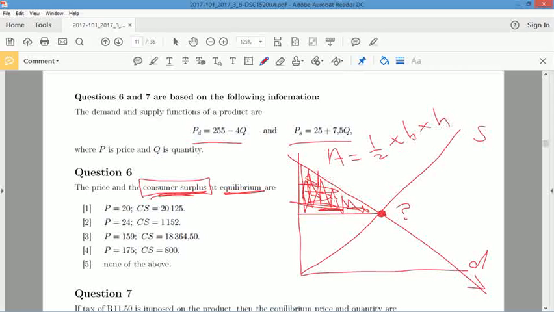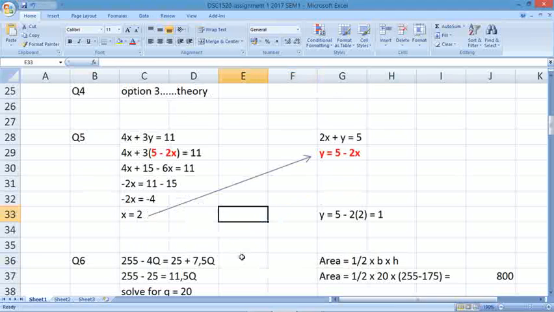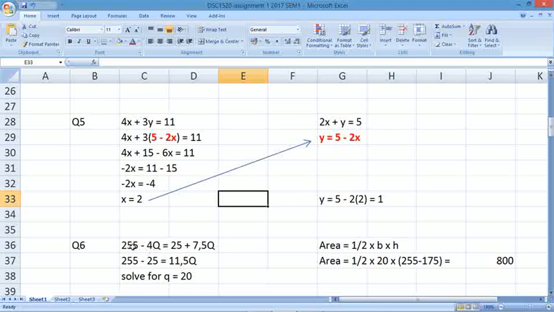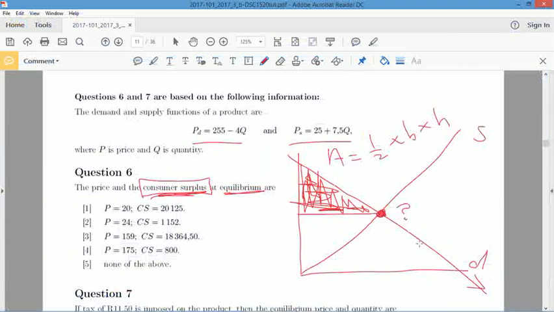In order to calculate the consumer surplus, I need to first work out the point of equilibrium. To do that working, I've made the one equation equal the other. There are the two equations, the one equals the other. Take the q's to the one side, take the numbers to the other side, and solve for q. I get q as 20.